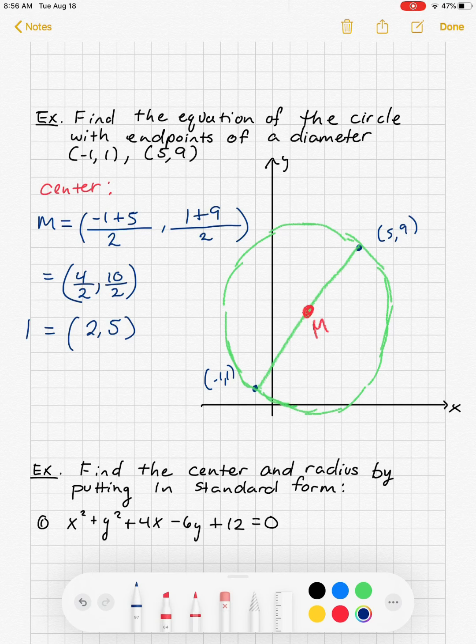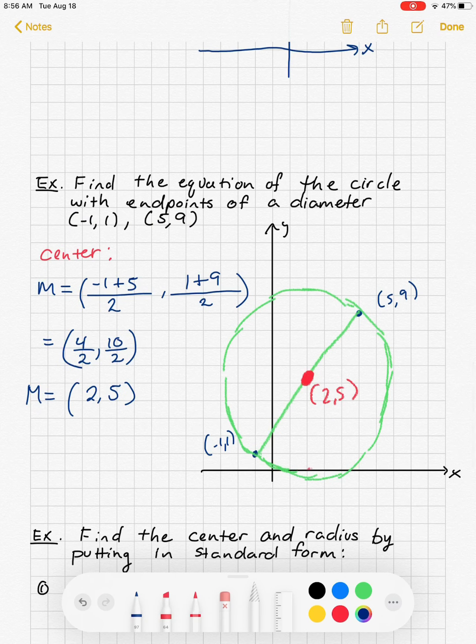So that's the center. Does it look like it's in the right spot? See if it's approximately correct. 1, 2, 1, 2, 3, 4. Yeah, look at that, that looks pretty good. So there's the center. The other thing I need is the radius.